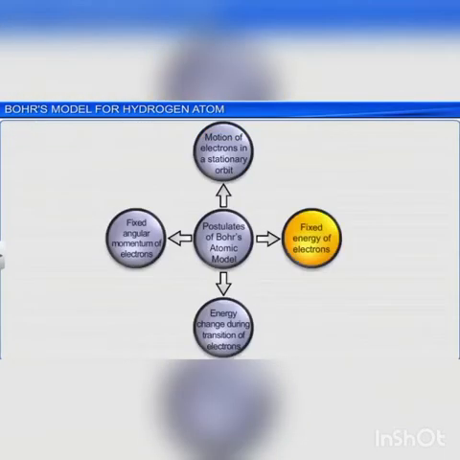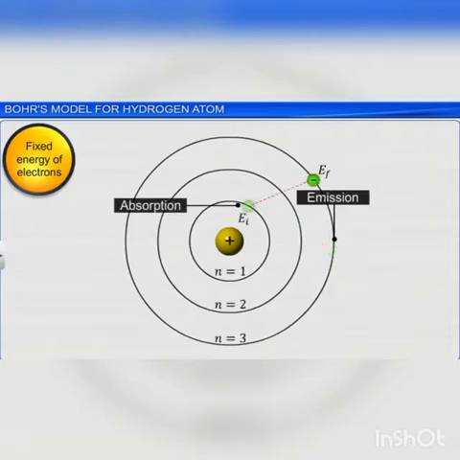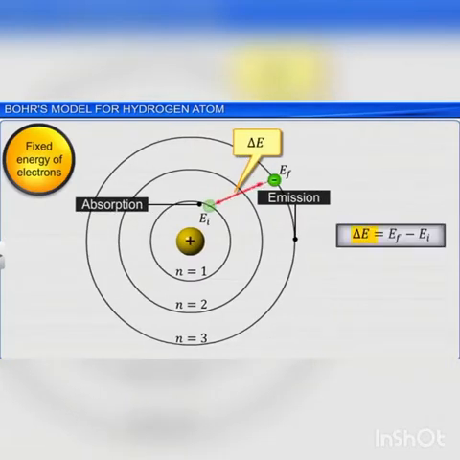According to the second postulate, the energy of an electron in the orbit remains constant until the electron absorbs energy to jump to a higher orbit, or releases energy to move to a lower orbit. So each emission or absorption of radiation energy represents the electron's transition from one stationary orbit to another. The energy difference between the two orbits is given by the equation delta E = E final minus E initial.